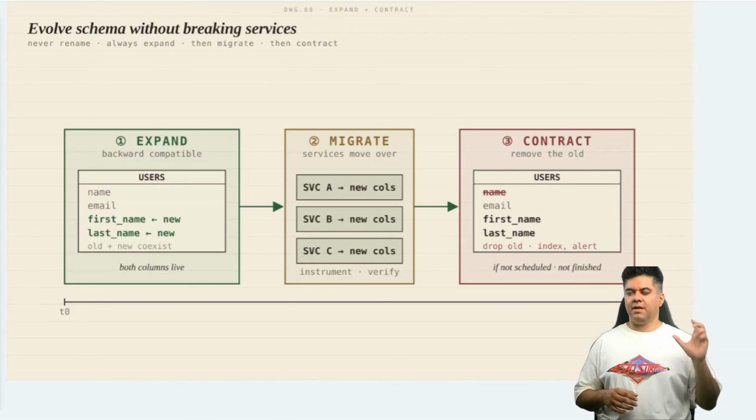It's very simple in theory, but in practice, the contract phase gets skipped constantly. Engineers do the expand, they migrate the code, and they never come back to clean up. Over time, the database accumulates columns from 3 years of abandoned schema migrations that nobody's sure are still used. And that's a maintainability problem. The schema is now harder to understand than it needs to be.